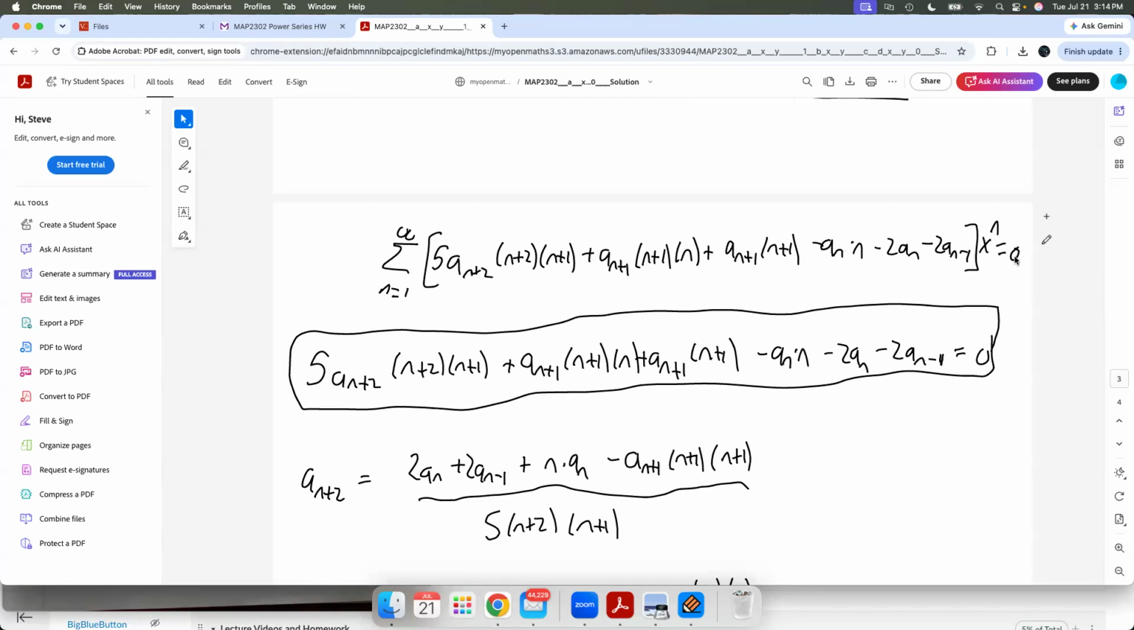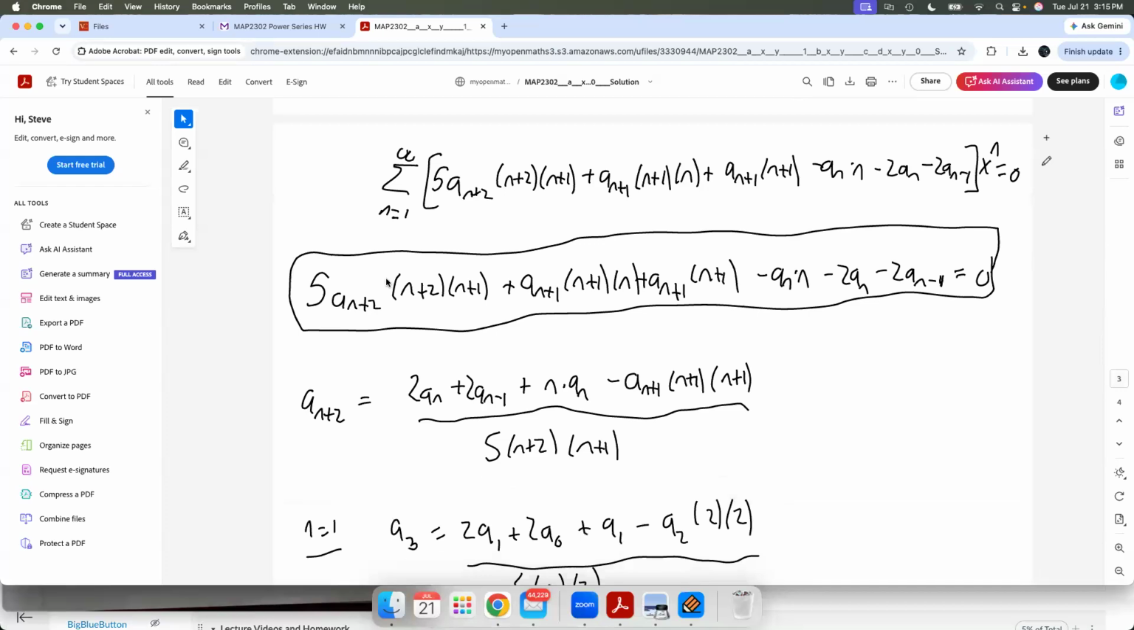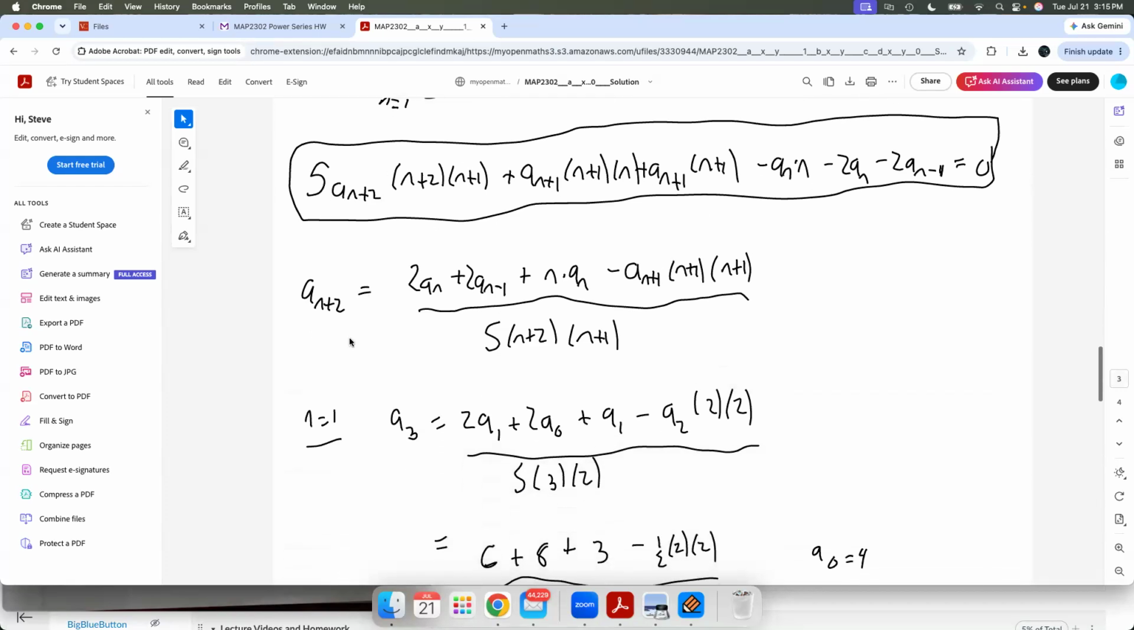Remember, this is really the sum of 0 times x to the n. Oh, that's how the x to the n drops. 0 plus 0 times x plus 0 times x squared, and so on. So for every power of n, my coefficient over here is 0. Okay, and then I solve and get my recursive formula. And this is what I'll have to use to get all the rest of my a's.